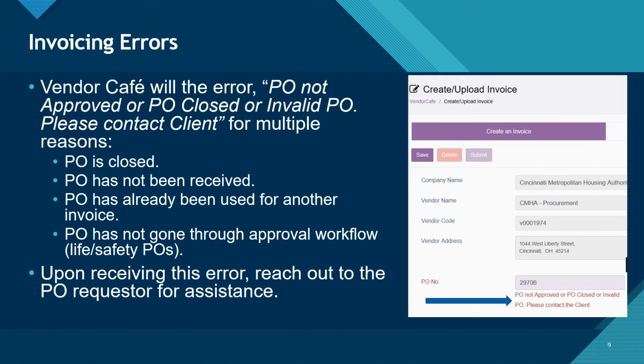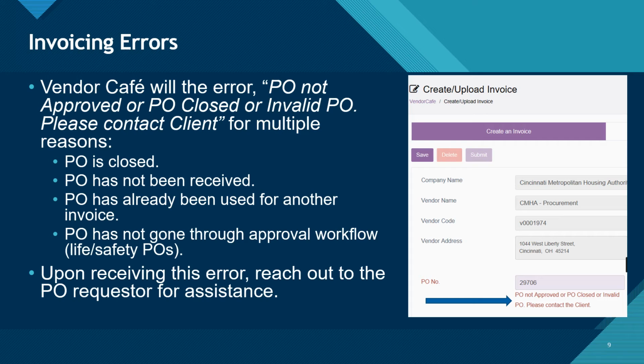There is a catch-all error that you might receive when you're trying to submit your invoice through Vendor Cafe. This error says, PO not approved or PO closed or invalid PO, please contact client. There are multiple reasons that this could happen. The PO may be closed, it may not be received, you might have already used it for a different invoice and it might not have enough remaining funds, or it might not have made it through the approval workflow.